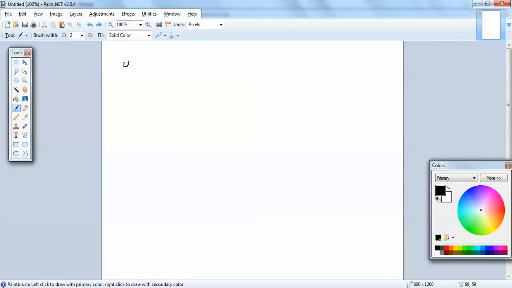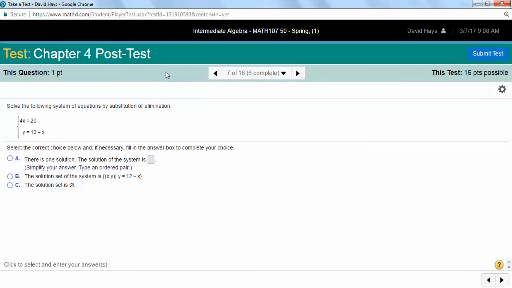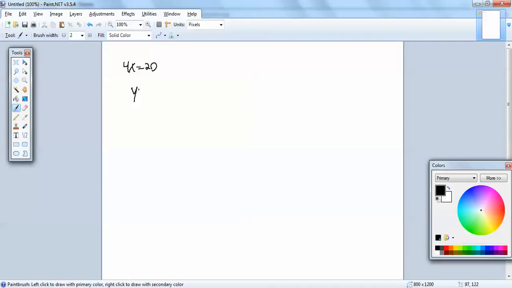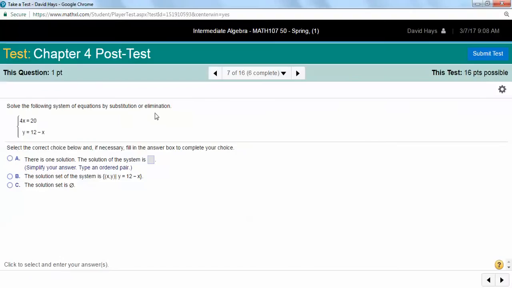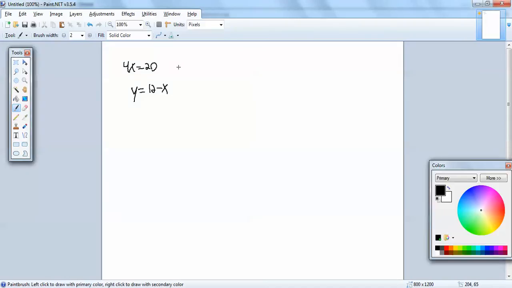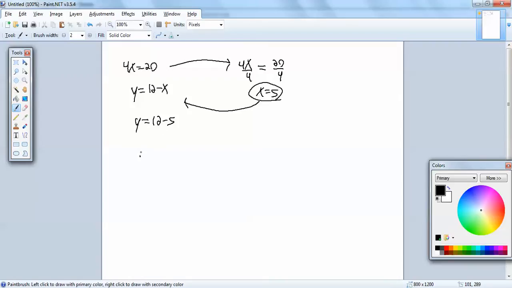Got 4x is equal to 20, and y is equal to 12 minus x. Now it says by substitution or elimination, but right away I notice my first equation doesn't have two variables, only an x. So I could solve this for x. I could divide both sides by 4, and then you get x is equal to 5. And then we'll plug that into our other equation, substitute it in. So you got y is equal to 12 minus 5, which gives us 7. So our answer would be 5, 7.